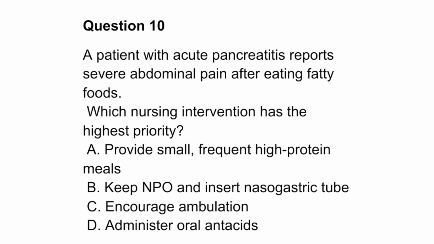Question 10. A patient with acute pancreatitis reports severe abdominal pain after eating fatty foods. Which nursing intervention has the highest priority? A. Provide small, frequent high-protein meals. B. Keep NPO and insert nasogastric tube. C. Encourage ambulation. D. Administer oral antacids.